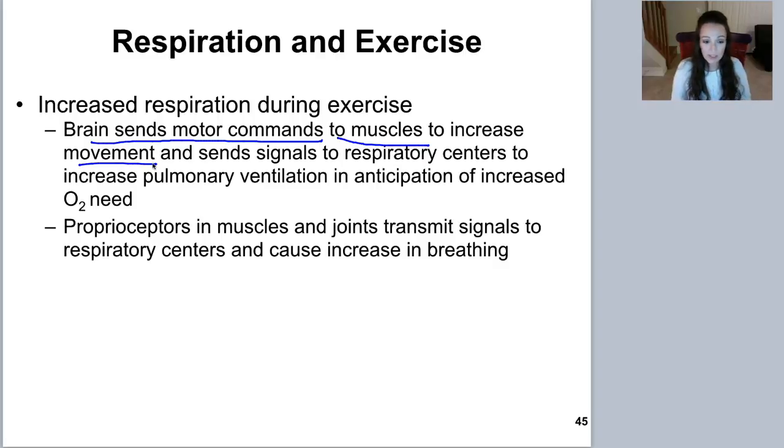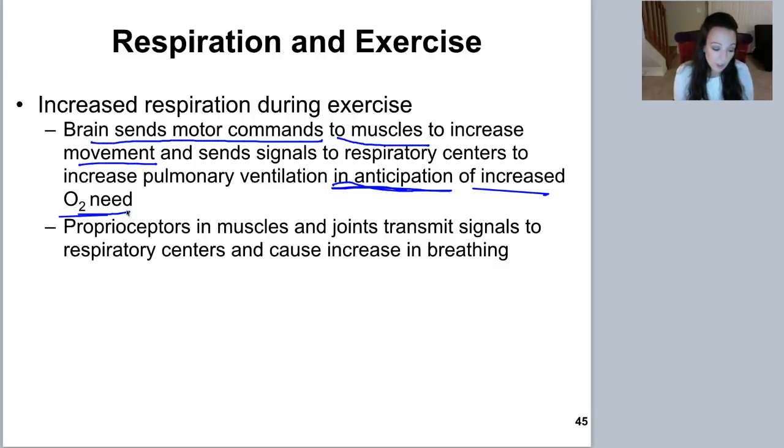And so because consciously in our brain we've made a decision to move our muscles more, at the same time our brain is going to send signals down to the pons and then further down into the dorsal respiratory group in the medulla oblongata and tell those regions of the brainstem, hey, our muscles are moving more now. We're going to need some more oxygen soon, okay? So in anticipation of increased oxygen need, our brain is actually increasing our ventilation rate.